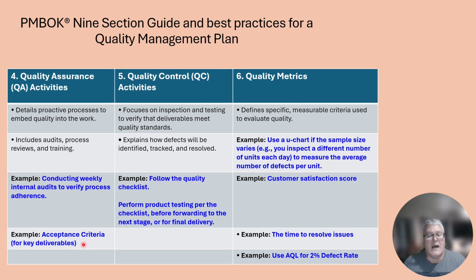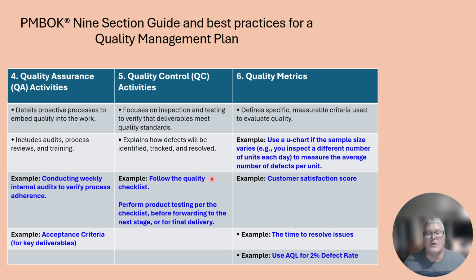Example, acceptable criteria for key deliverables. Does this meet our acceptance criteria that we just received from a previous iteration or previous increment? Okay, number 5, quality control activities. These are the things that we are doing to explain how defects will be identified, tracked, and resolved. It focuses on inspection and testing to verify that quality standards have been met.